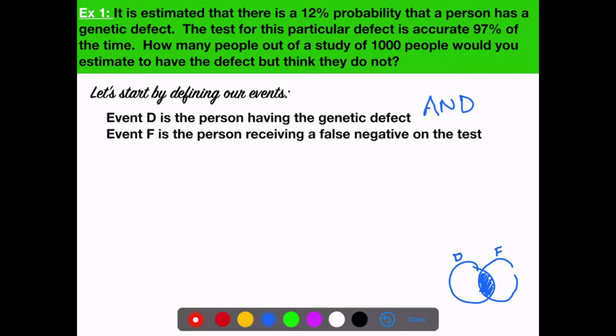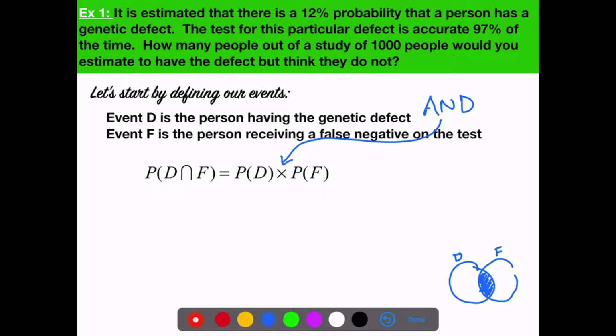Well, what did we call that section? We called that section the intersection, right? Where both of those circles, both of those properties occurred. Okay, so if we called it the intersection, we can start writing our probability statement. So our probability statement is equal to the intersection of D and F. And that's going to be multiplying those two probabilities together, again, because it's an AND situation.